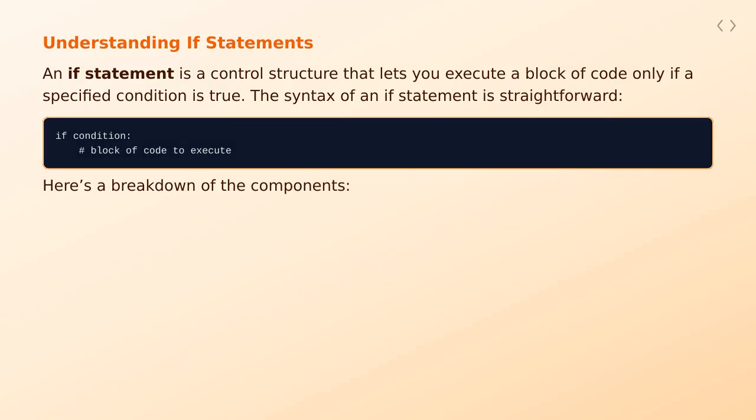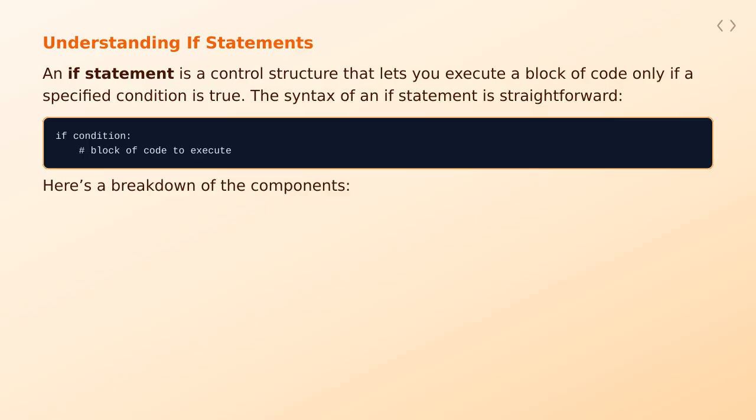Now we're on understanding if statements. An if statement is a control structure that lets you execute a block of code only if a specified condition is true. The syntax of an if statement is straightforward. The samples on screen walk through this step. Take a moment to read through them.